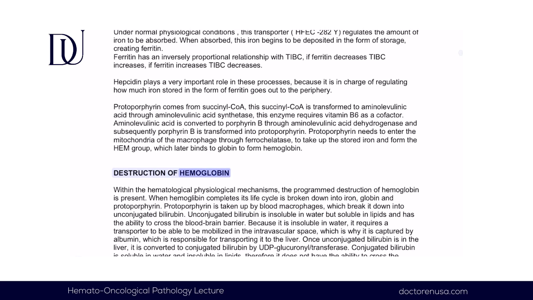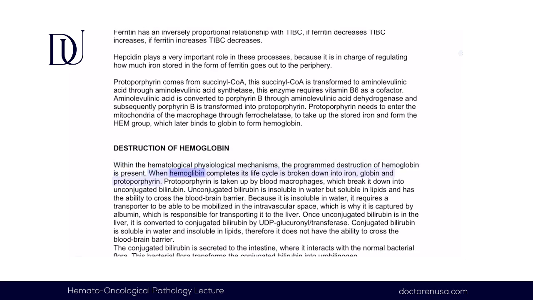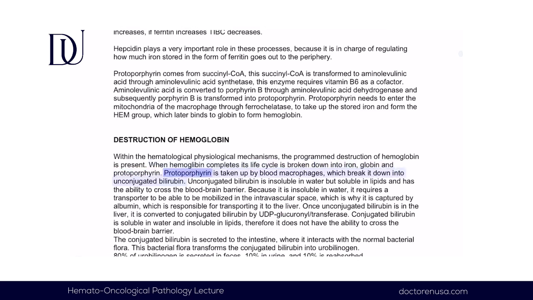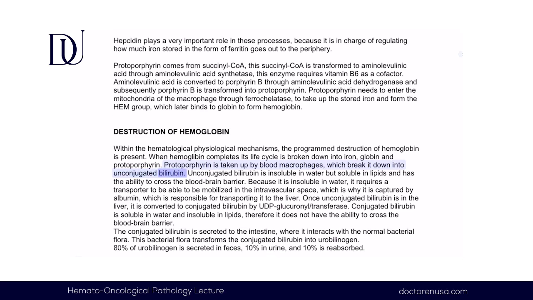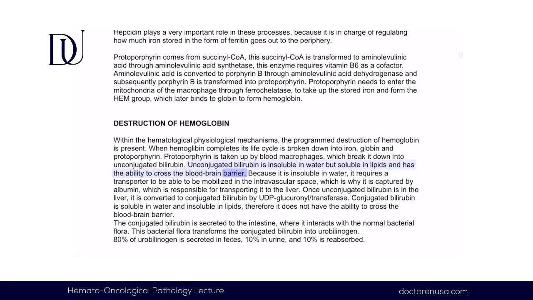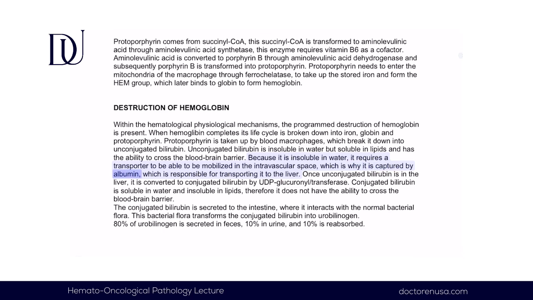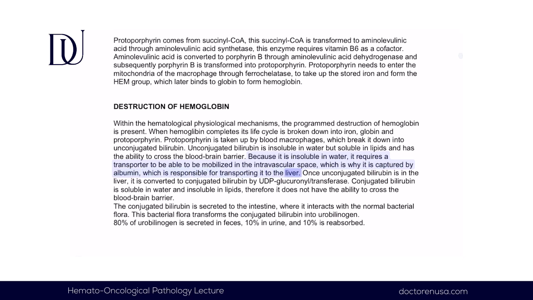Destruction of hemoglobin. Within the hematological physiological mechanisms, the programmed destruction of hemoglobin is present. When hemoglobin completes its life cycle, it is broken down into iron, globin, and protoporphyrin. Protoporphyrin is taken up by blood macrophages, which break it down into unconjugated bilirubin. Unconjugated bilirubin is insoluble in water but soluble in lipids and has the ability to cross the blood-brain barrier. Because it is insoluble in water, it requires a transporter to be able to be mobilized in the intravascular space, which is why it is captured by albumin, which is responsible for transporting it to the liver.